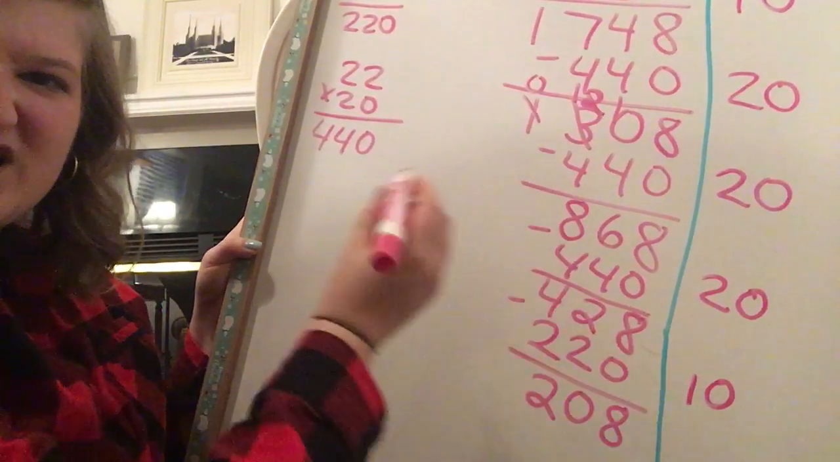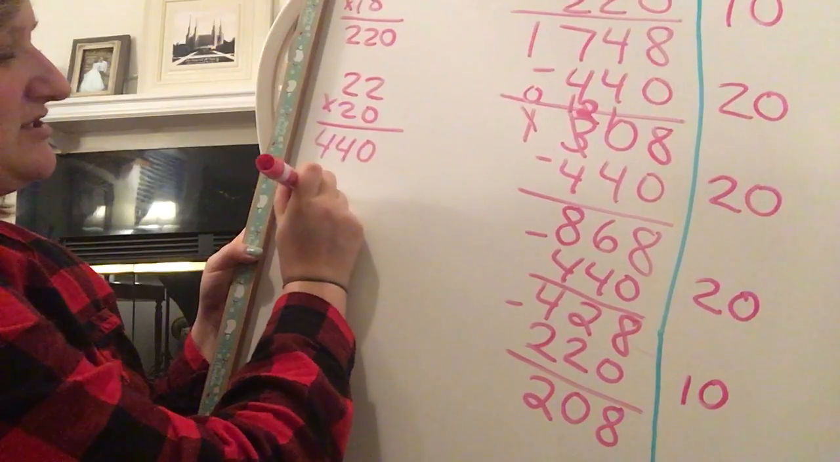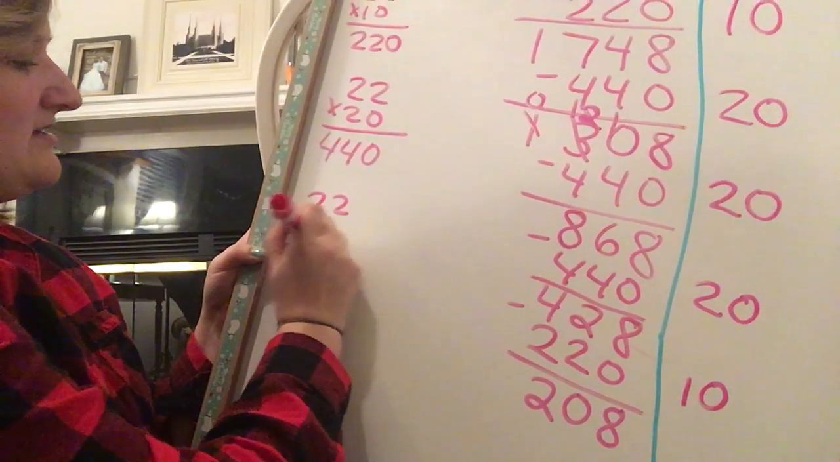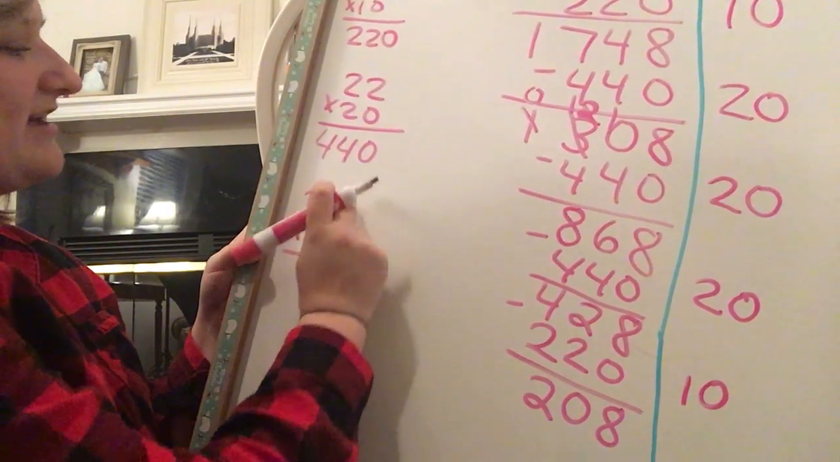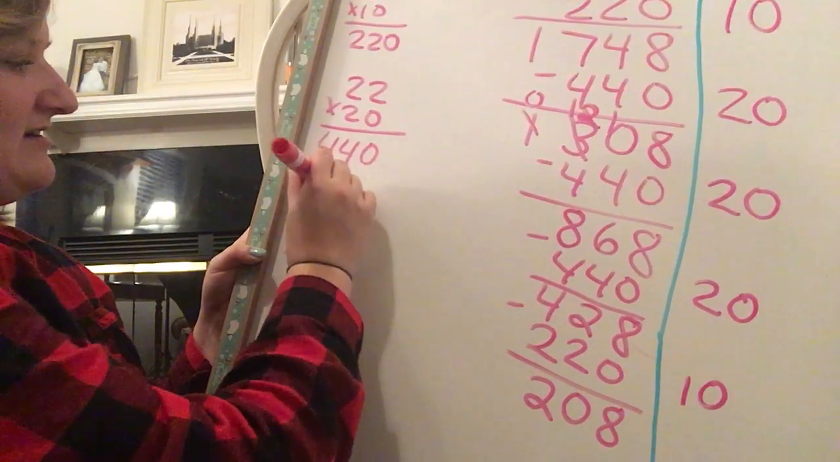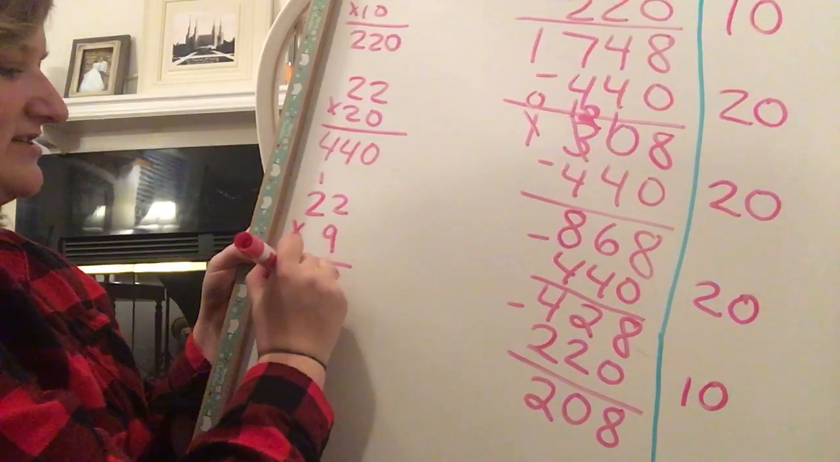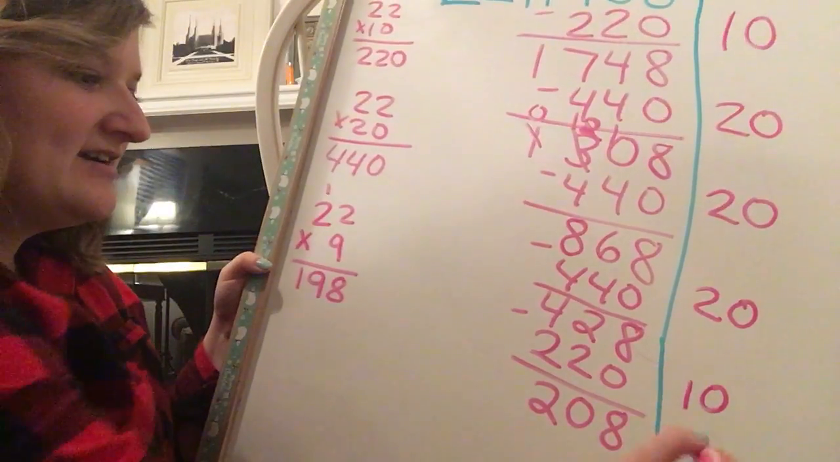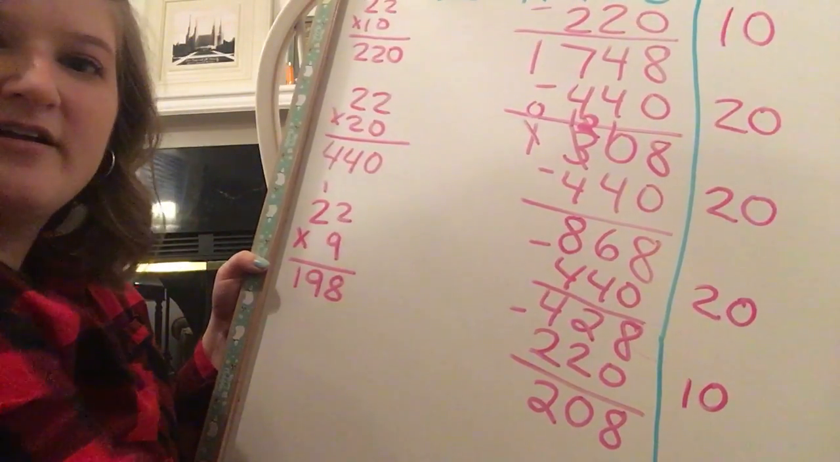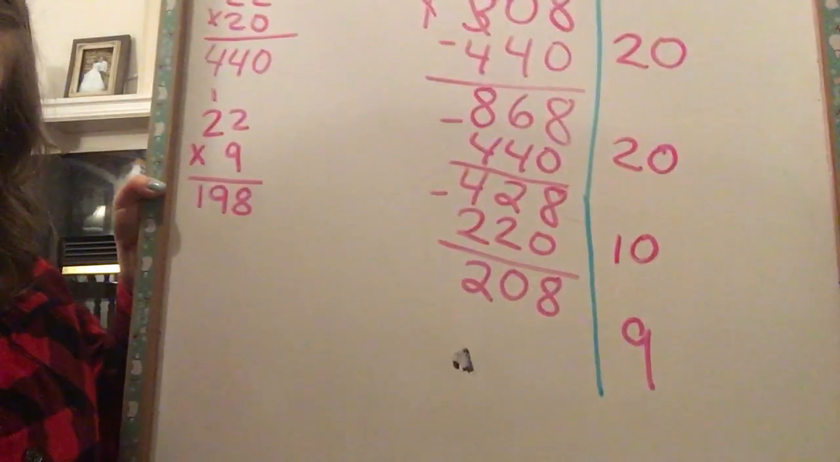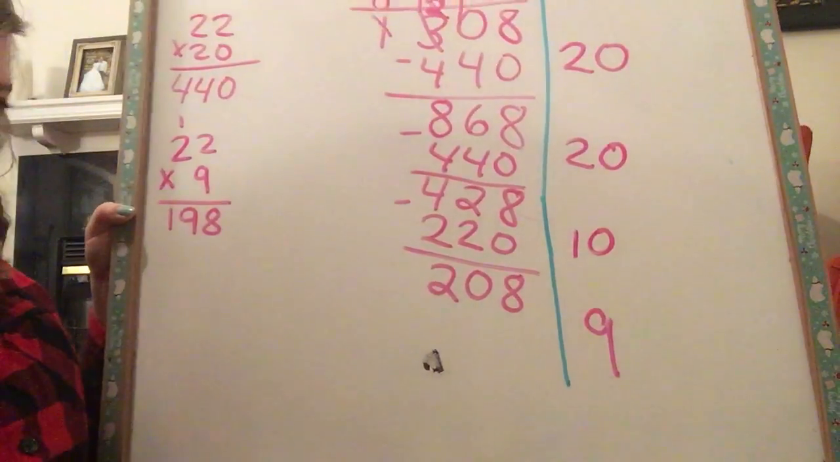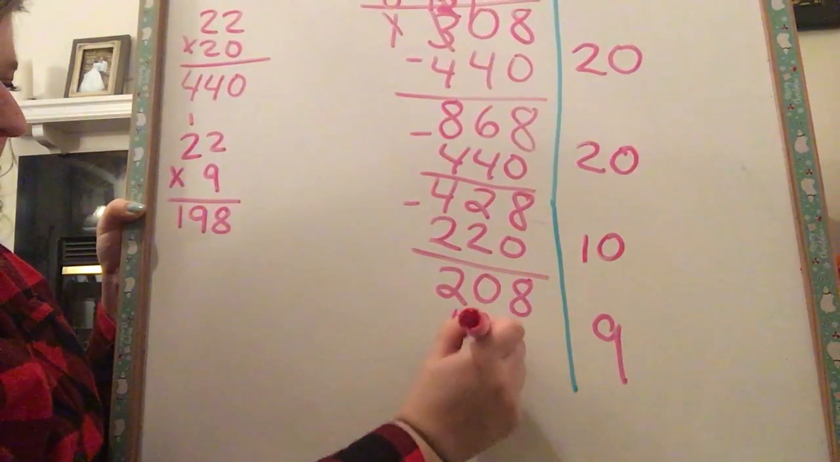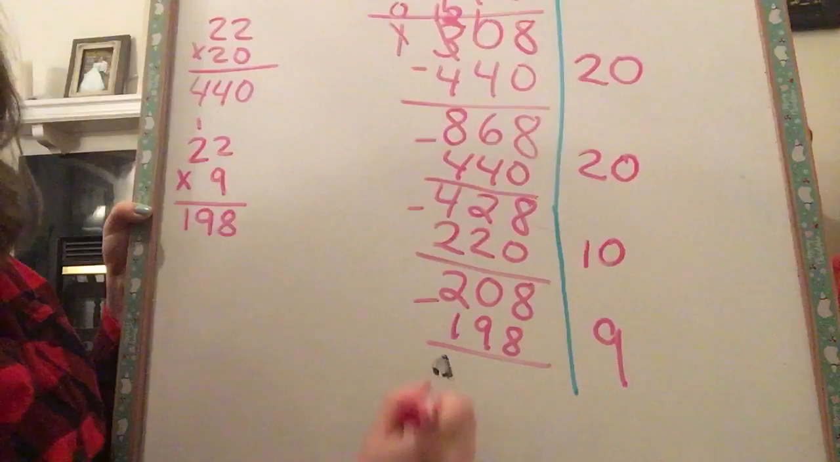Maybe let's try 9. I'm going to come off to the side to see if it's going to be too much. 22 times 9. 9 times 2 is 18. 9 times 2 is 18, plus 1 more is 19. 198. Let's do it. I think that's pretty close. So I'm going to put my 9 over here. Oop, you can't see that. Hold on. Put my 9 over here. My 198 here. And subtract. See how many I'm going to have left.